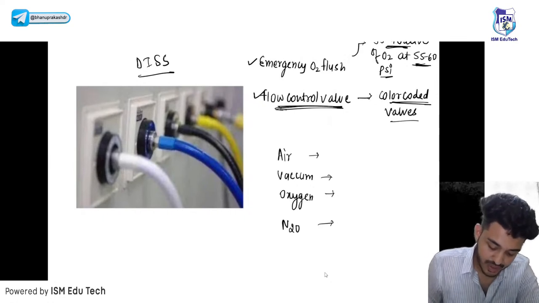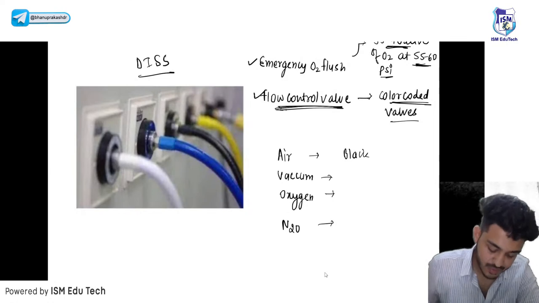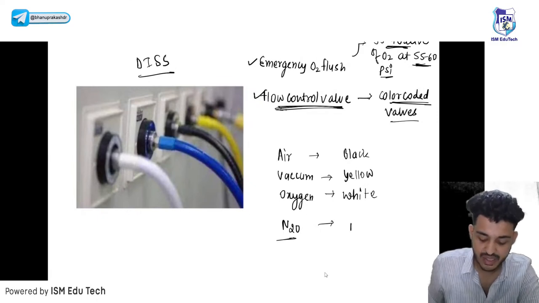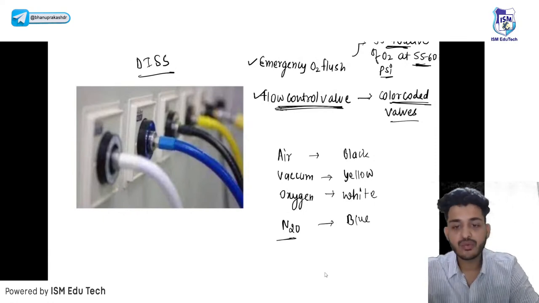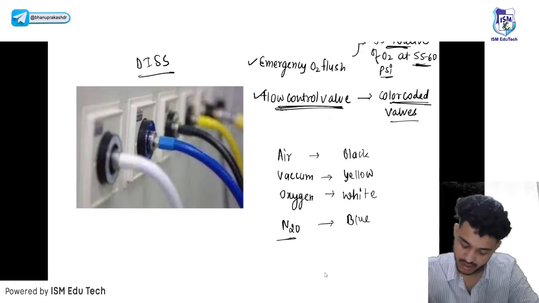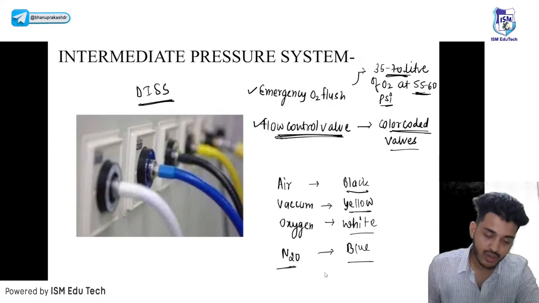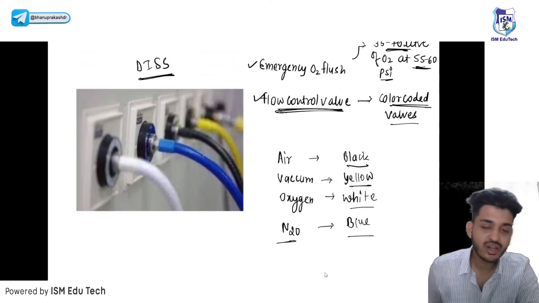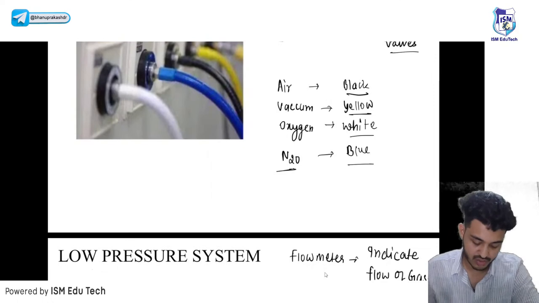So for air, just remember, air anywhere will be black. Vacuum, V is looking like Y, so it will be yellow. Oxygen, it is important, so it will be white. And N2O will be the same, that is your neela, that is your blue. So air will be black, vacuum will be yellow, oxygen will be white, and N2O will be blue, right? So these are the diameter index safety system. In the diameter index safety system, a particular diameter of the tube will fit in the particular chamber. So if you try to put oxygen in place of nitrous oxide, it won't happen. There are different types of diameters.